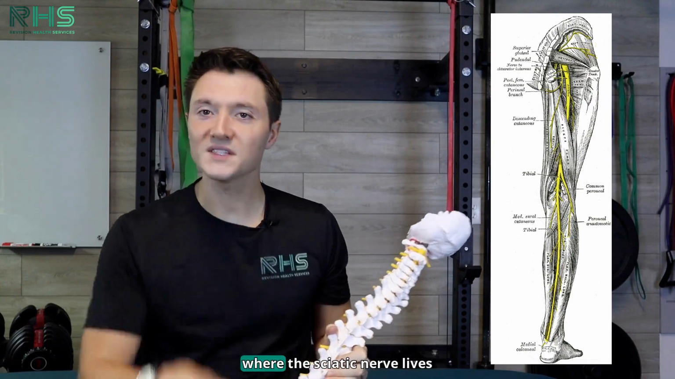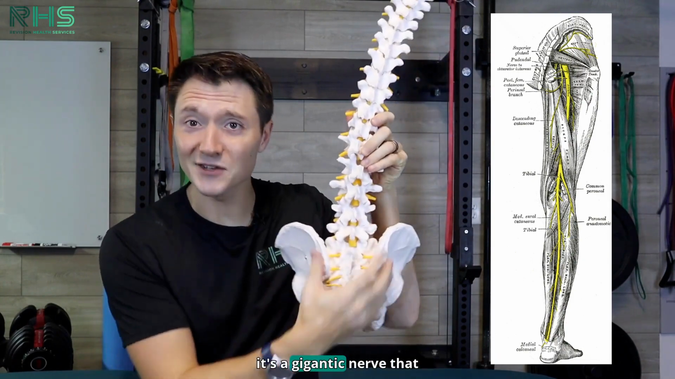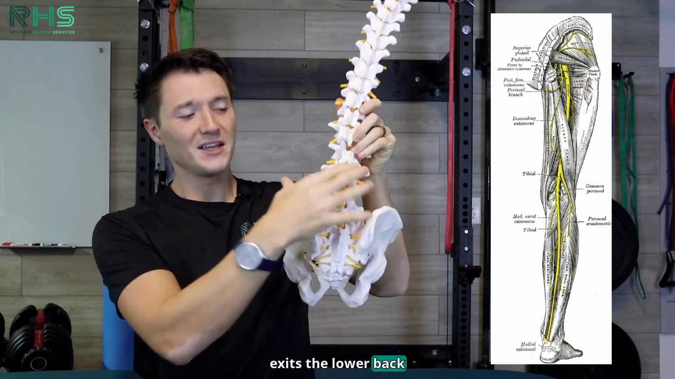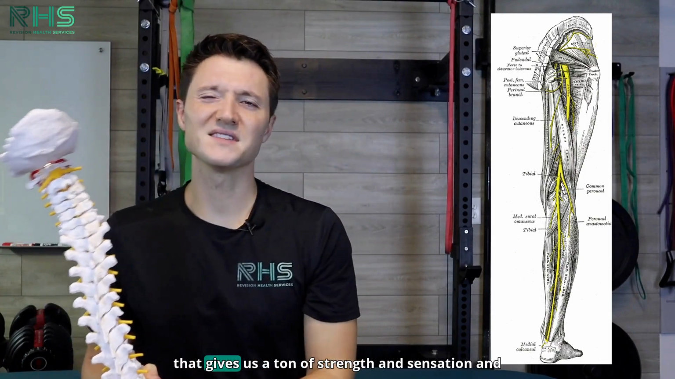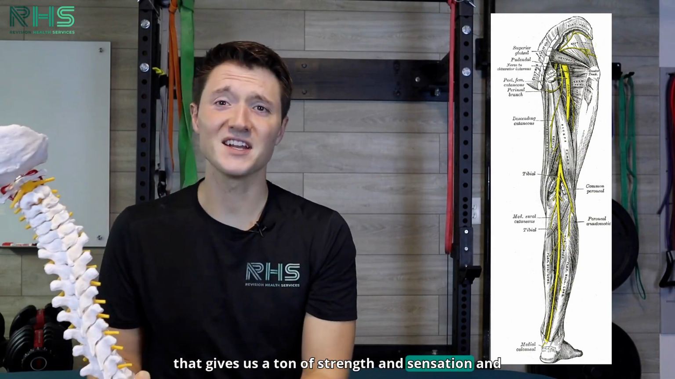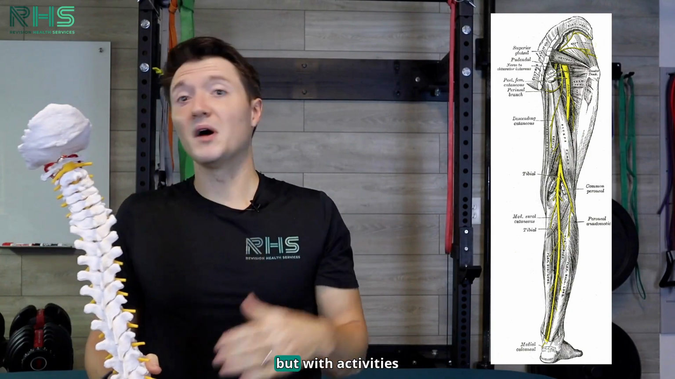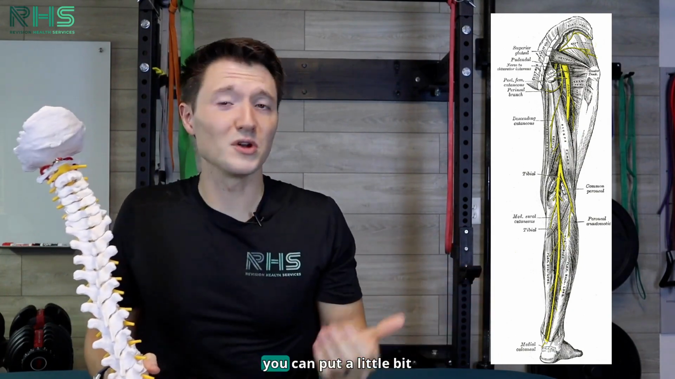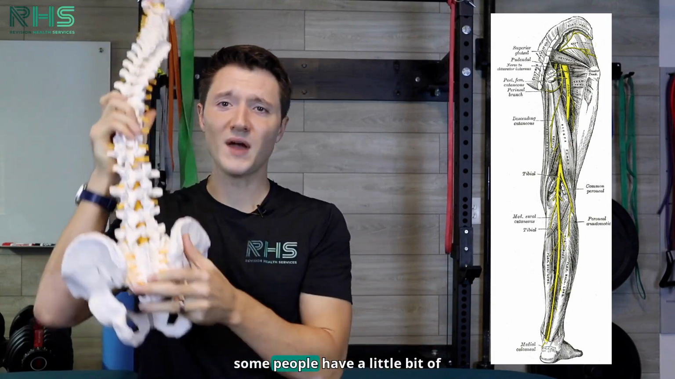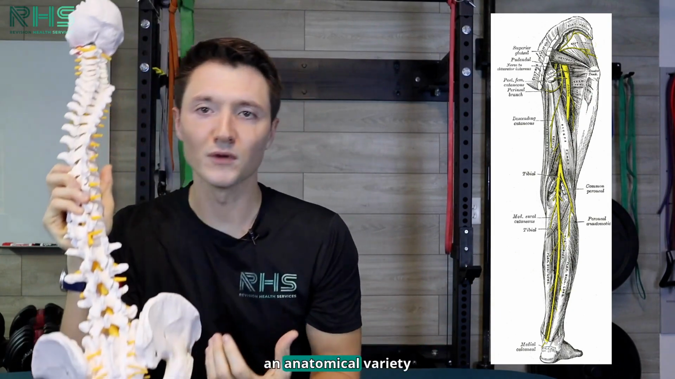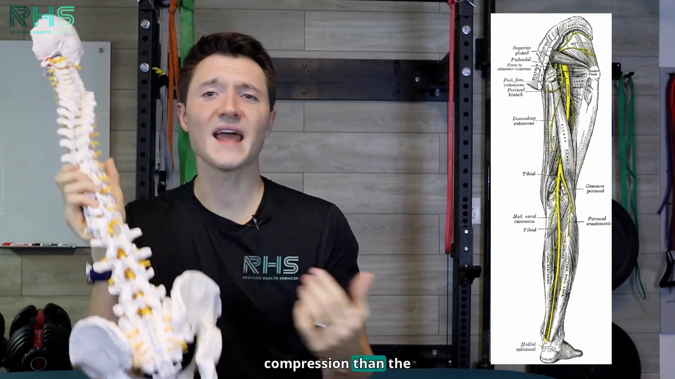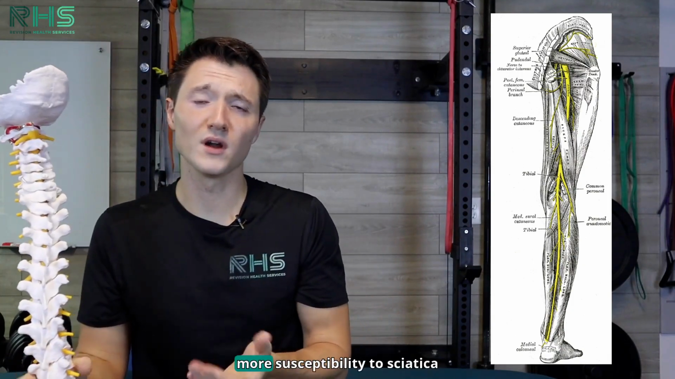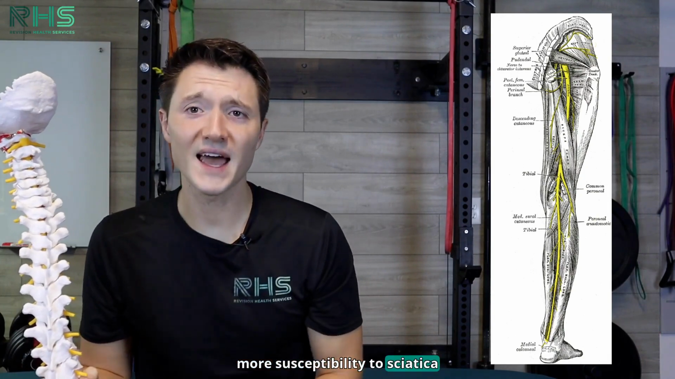And so where the sciatic nerve lives, it's a gigantic nerve that exits the lower back, comes down into the glutes, and it's a beautiful, beautiful nerve that gives us a ton of strength and sensation, and it does a lot of good for us. But with activities such as sitting, you can put a little bit of pressure on it, and some people have a little bit of an anatomical variety in that some of the muscles give that nerve a little bit more compression than the average person, so they may have a little bit more susceptibility to sciatica.